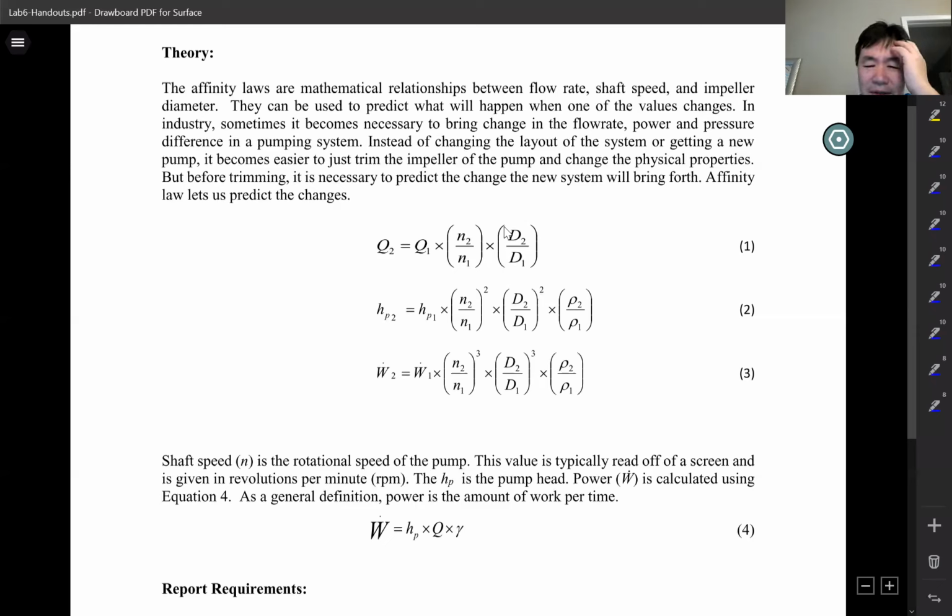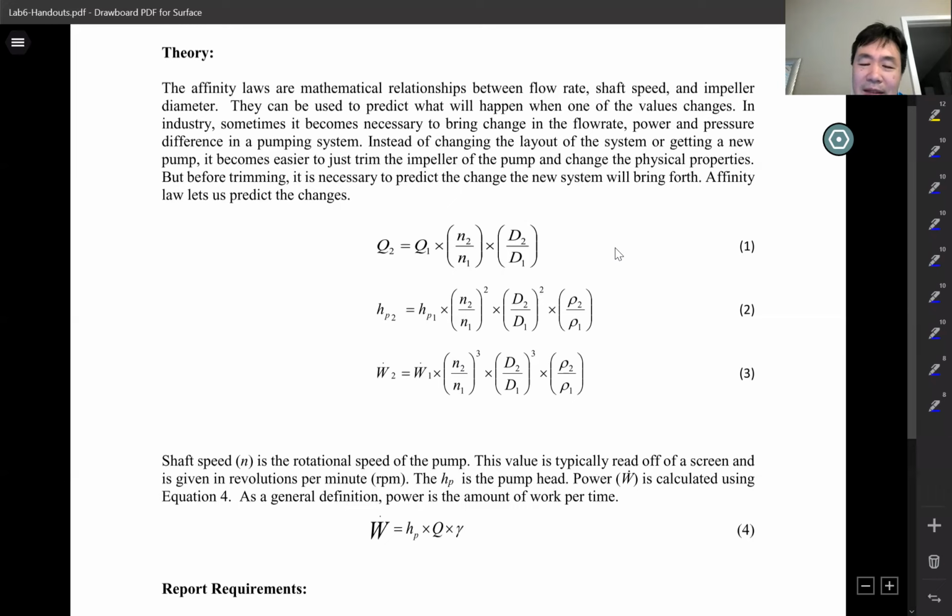But for the flow rate equation, there's no density ratio there. Okay. Then for the power output, W2 over W1 equals the RPM ratio cubed times the diameter ratio cubed times the density ratio. Okay, so depending on your application, if you trim the impeller, the other 2 ratios are the same. So it's still 1, then your diameter ratio cubed is actually the power output ratio. Brake horsepower, right?